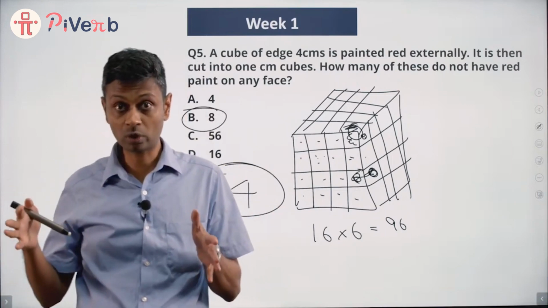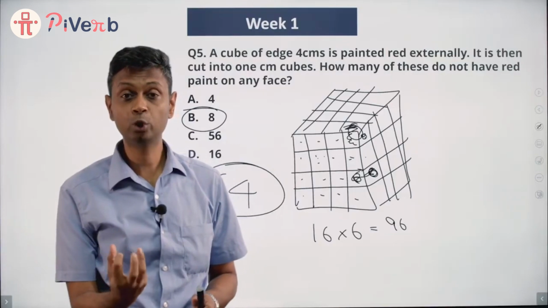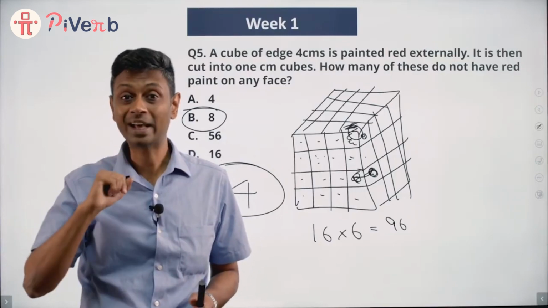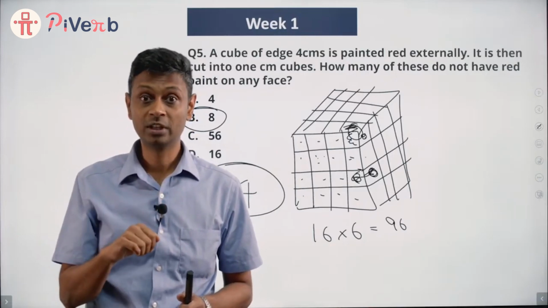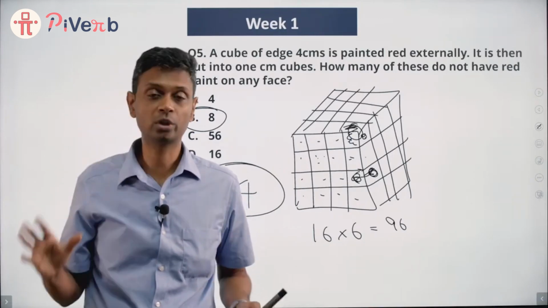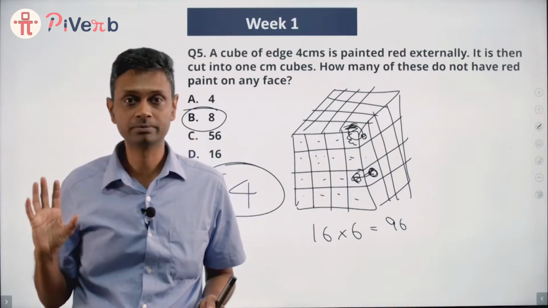I have 4 by 4 by 4. I remove all the external surfaces. There will be a 2 by 2 by 2 sitting inside. It's beautiful. A regular Rubik's cube where you have 6 surfaces, 3 by 3, will have only 1 cube that is totally not painted, one sitting right in between.